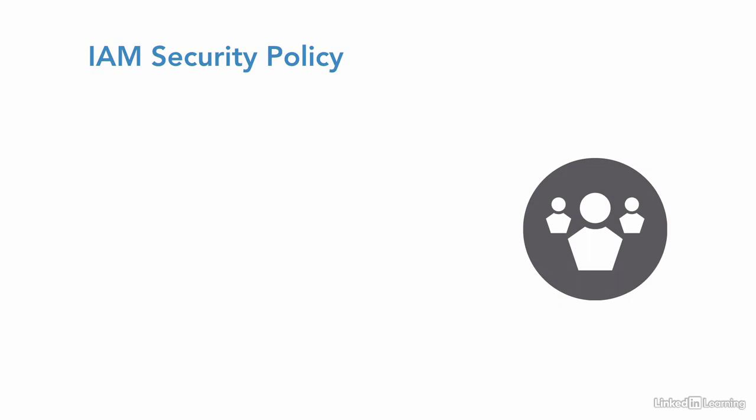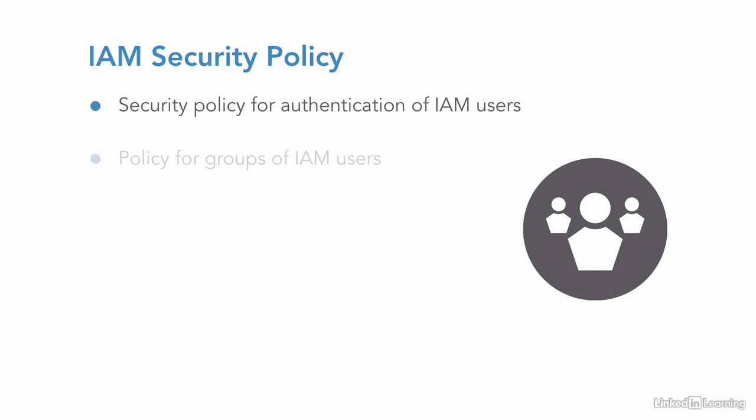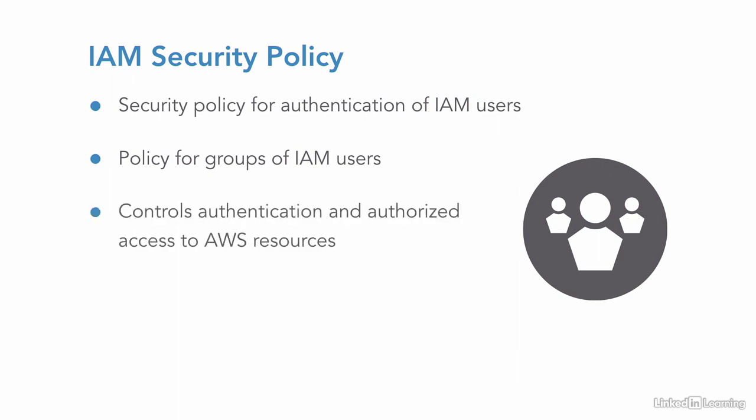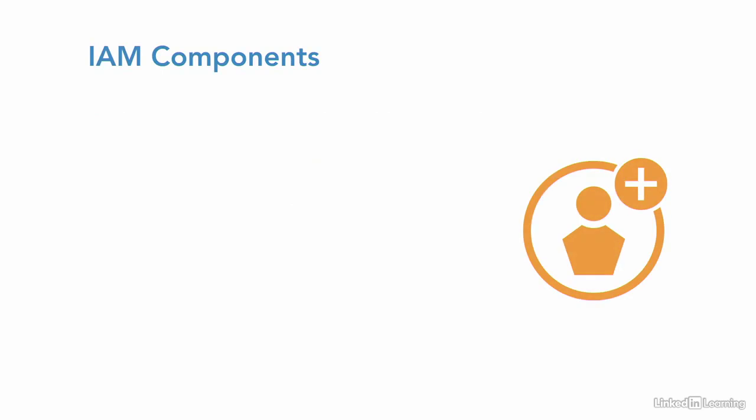IAM is security policy, policies for the authentication of IAM users, policy for groups of IAM users after they've authenticated. Remember, we can only authenticate as a user. IAM is going to control the authentication of known users and then control the authorized access to the Amazon resources that you want to control. The major component with IAM is security policies.